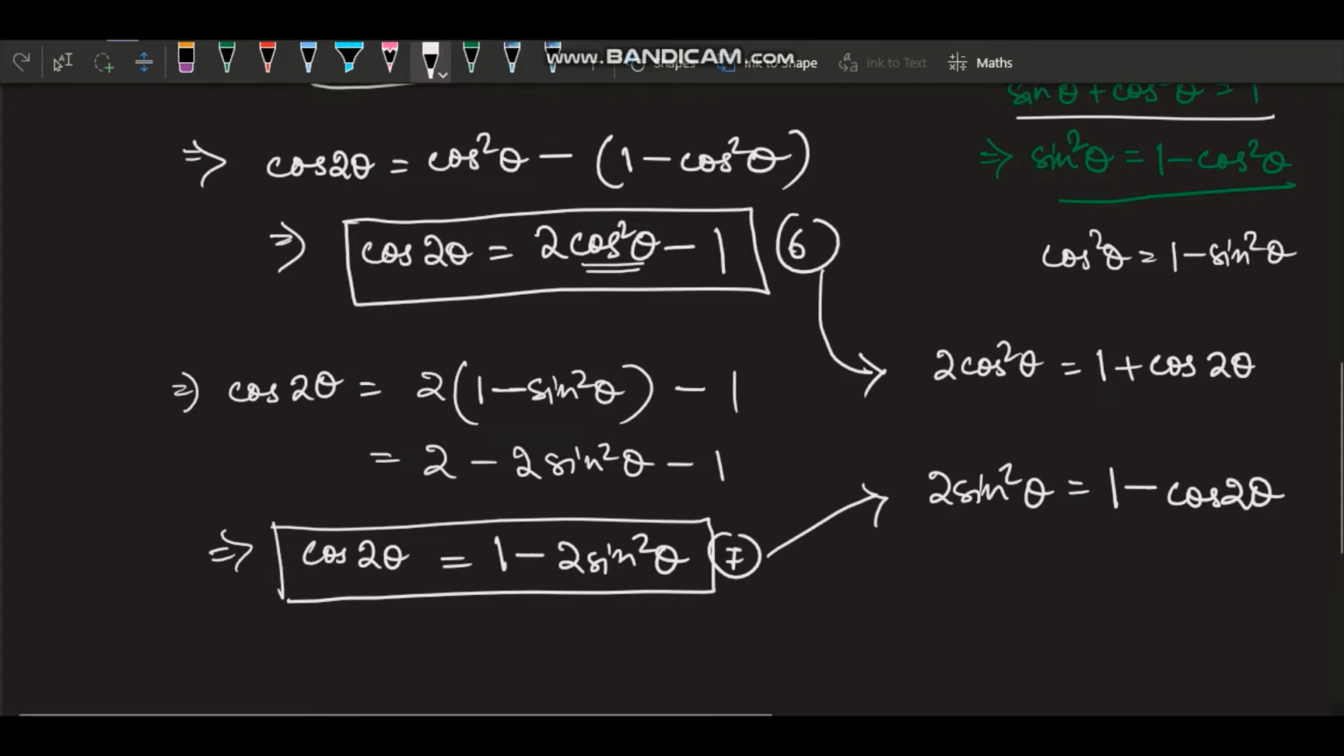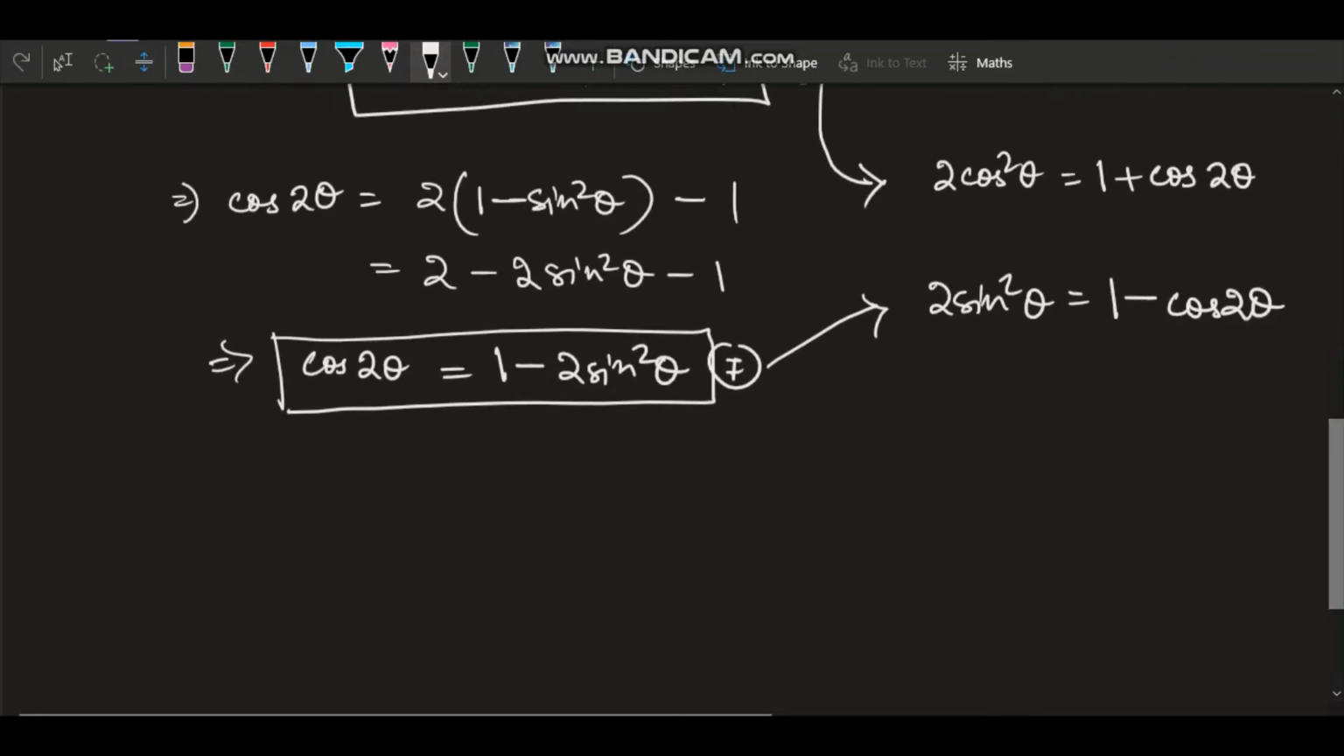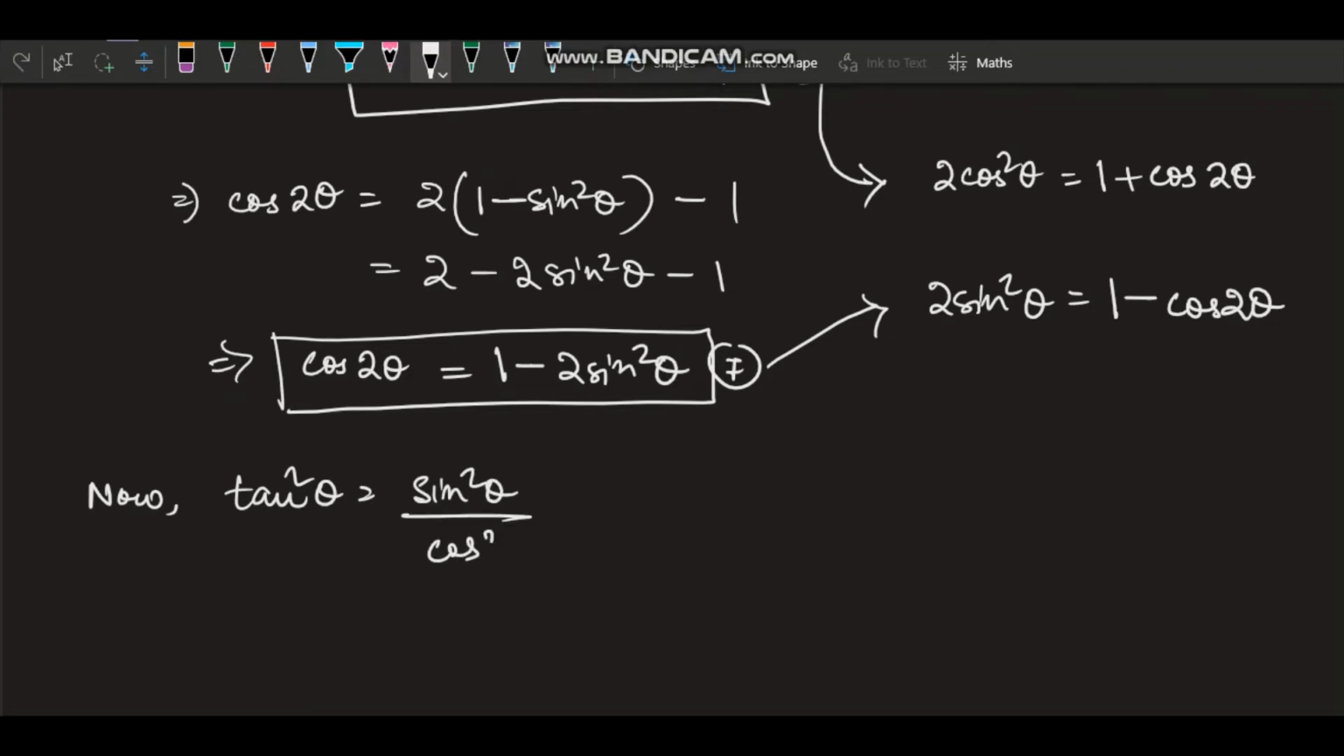Now what is tan square theta? Tan square theta is sine square theta by cos square theta, right? So we can write this as 2 sine square theta by 2 cos square theta. So now in place of 2 sine square theta, we can write 1 minus cos 2 theta, and in place of 2 cos square theta, we can write 1 plus cos 2 theta.